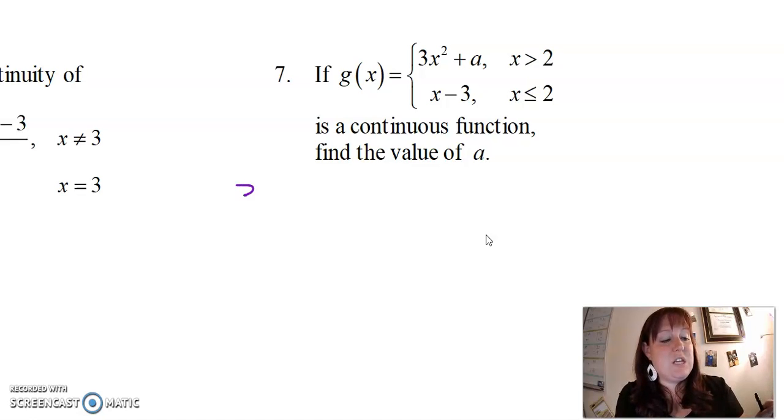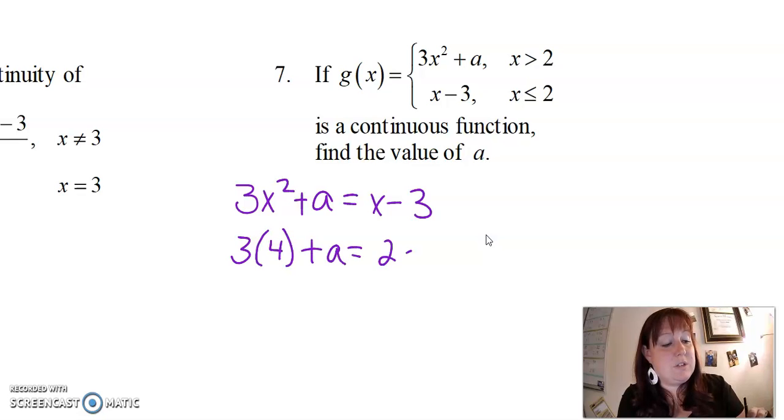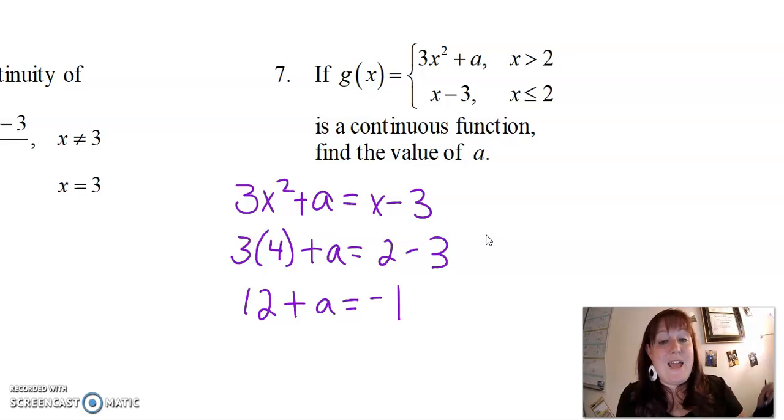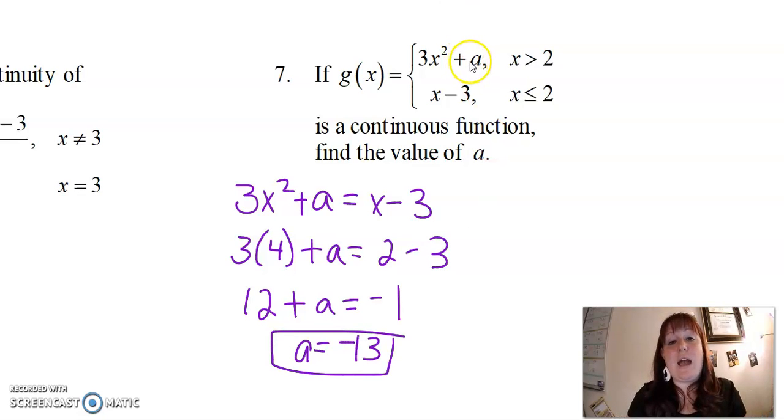So we can set these functions equal to each other. We know they have to equal each other, and we know that they equal each other when x equals 2. 3 times 4 plus a equals 2 minus 3. So now we can do 12 plus a equals negative 1. And we can subtract 12 from both sides, and we get a equals negative 13. So for this function to be continuous, this a value has to be negative 13. If this a value is negative 13, then this function and this function are at the exact same place when x equals 2.